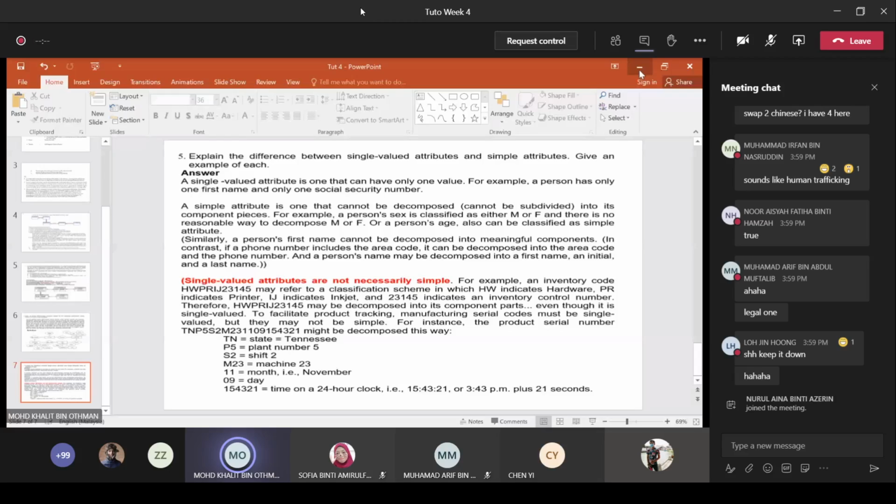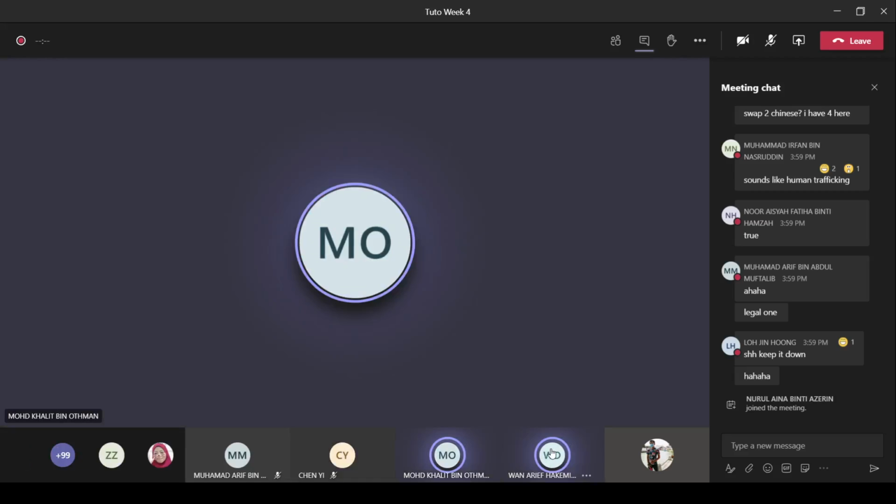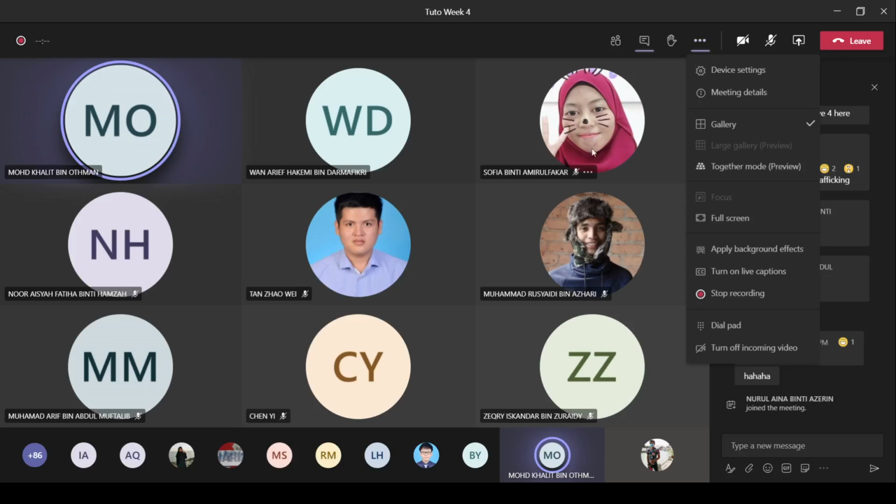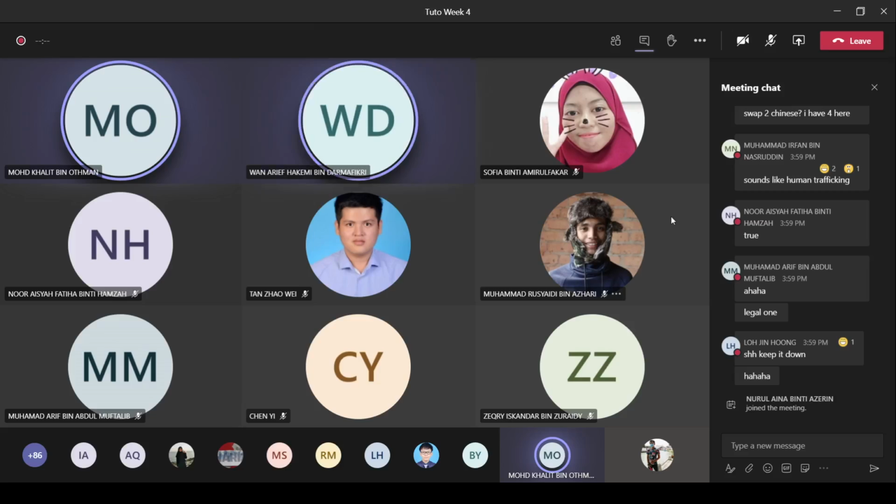Doctor, my group has 3 boys and 2 girls, but all Malay. You are from which group? Tutorial group 4. I think try to find at least one different race. You can, because there are a lot of groups that have many Chinese, so you can change one Chinese from that group and give one Malay to that group. Okay, Doctor.